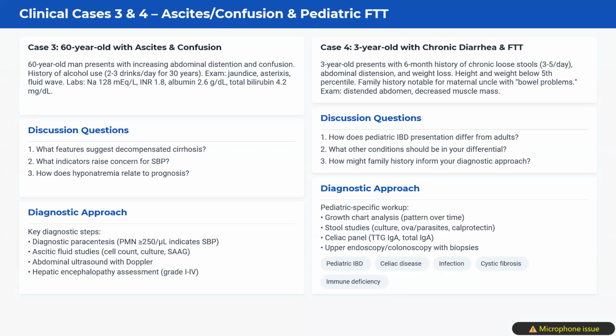So you have this 3-year-old who presents with a 6-month history of chronic loose stools for 3 to 5 days, abdominal distension and weight loss, and the height and weight is below the 5th percentile. So what are we looking at here? This deranged growth pattern. You need to think about inflammatory bowel disease as a presentation, or at least refer for the investigation in the workup. We can't just say that's a benign finding.